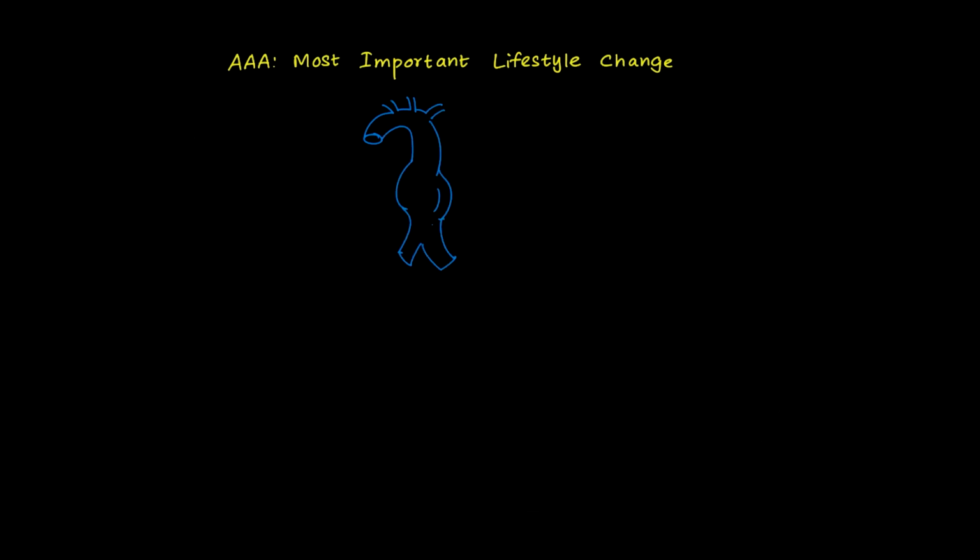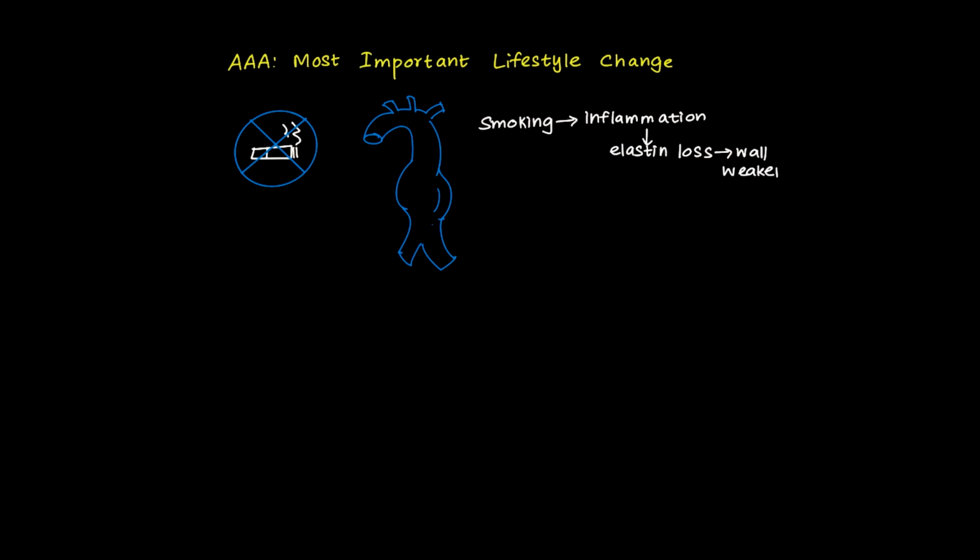A patient with a small, stable AAA asks what single lifestyle change matters most. The answer is smoking cessation, and it's not even close. Smoking directly damages arterial walls through chronic inflammation, accelerates atherosclerosis, and promotes elastin degradation, the very protein that keeps the aortic wall elastic and strong. Every cigarette is chemically weakening the wall that's already bulging.